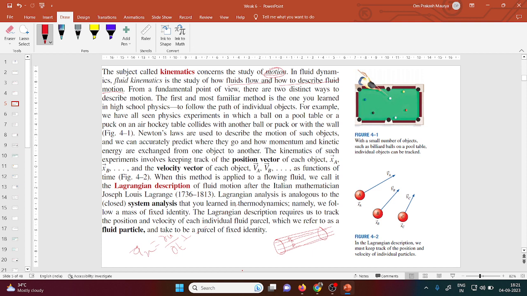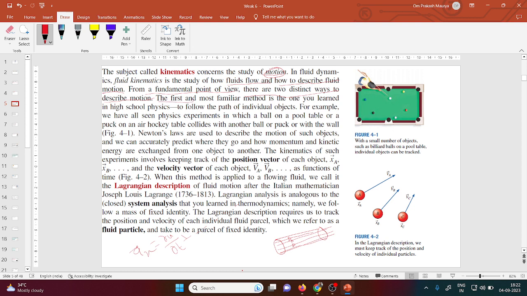Now from a fundamental point of view, there are two distinct ways to describe motion. Please be patient. At the end of this lecture, you will feel some confidence regarding that. This lecture may be boring because of the lots of theory, but after this theory, you can feel some confidence in fluid kinematics. Please be patient. So, two distinct ways, what I have discussed earlier.